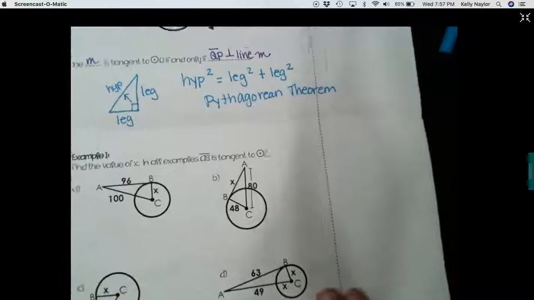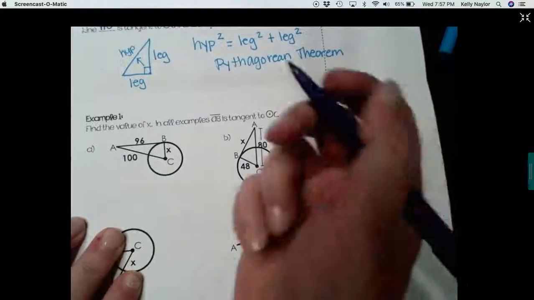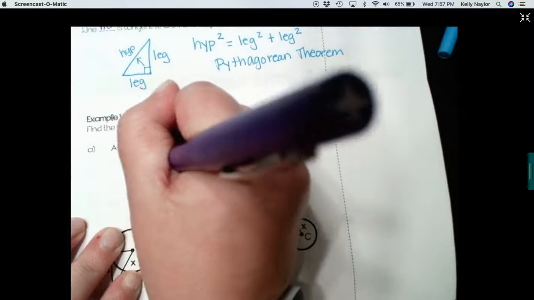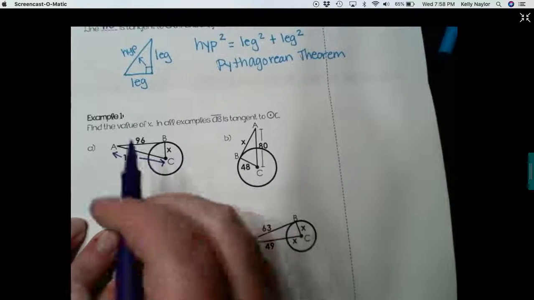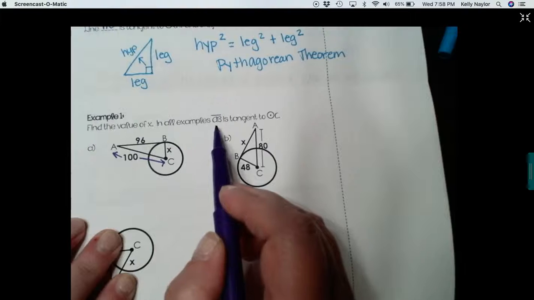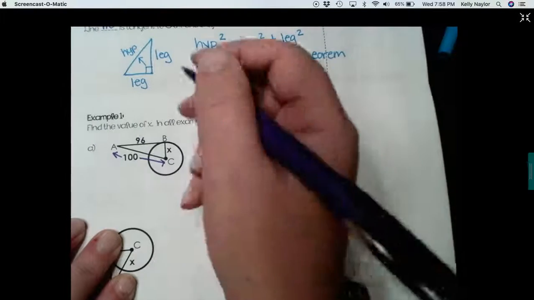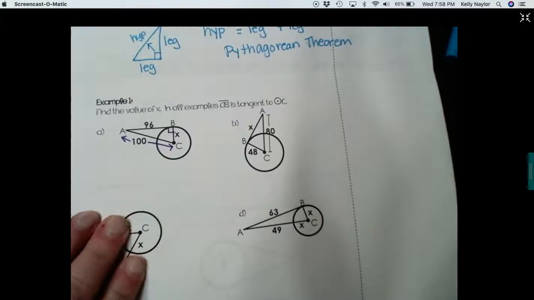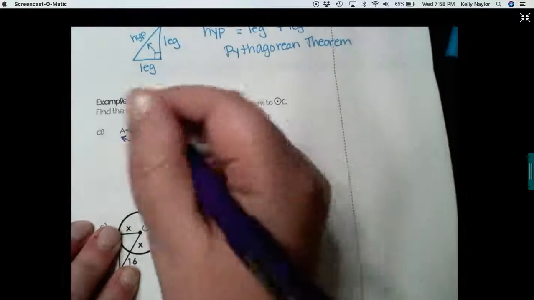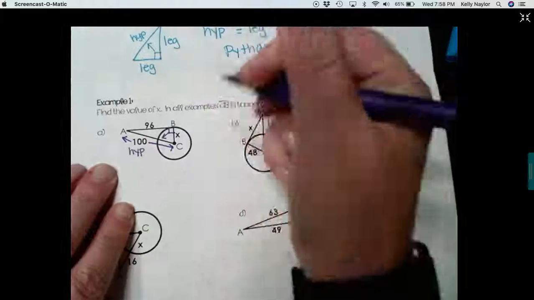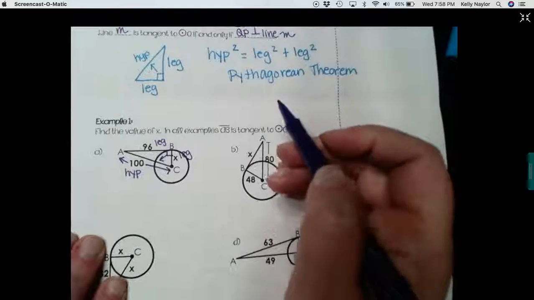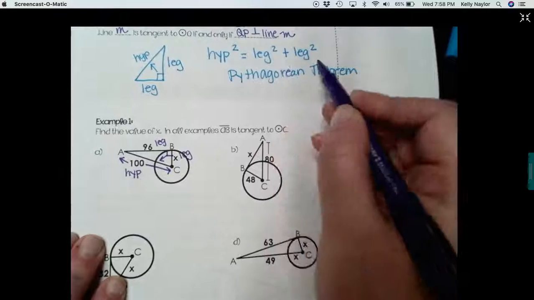Okay, so let's take a look here at example 1a. I do think that this is a slight typo in a way. That 100 is supposed to extend all the way to segment AC. And it says, find the value of x. In all examples, segment AB is tangent to circle C. So if it's tangent, that means that at that point of tangency, we have our right angle. So we can go ahead and identify the types of sides we have in our triangle. So across from that right angle, that's called the hypotenuse, which means the other two sides are the legs. And we're going to follow this: hypotenuse squared is equal to leg squared plus leg squared.